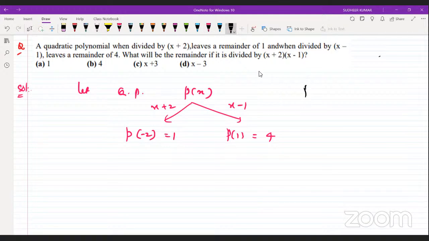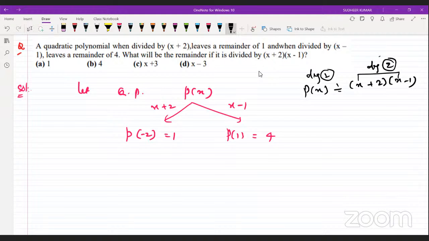Now, when p of x is divided by x plus 2 into x minus 1, since it is a quadratic polynomial, the degree of this polynomial is 2. The product of the divisors also has degree 2. When the degrees of dividend and divisor are the same, then the remainder can be at most a linear polynomial. So it may be in the form of ax plus b. We do not know the remainder, so we are assuming it in the form of ax plus b at most.